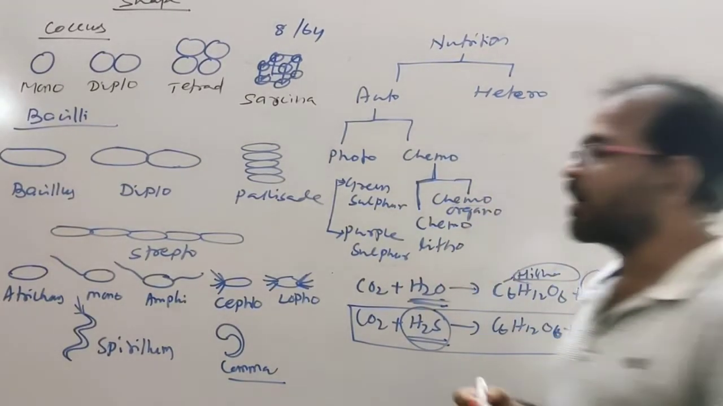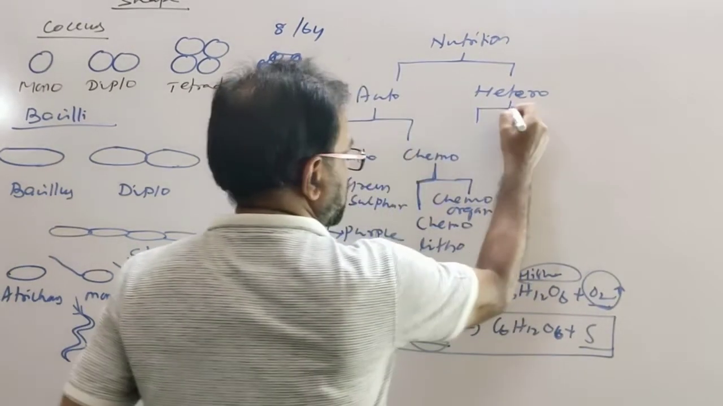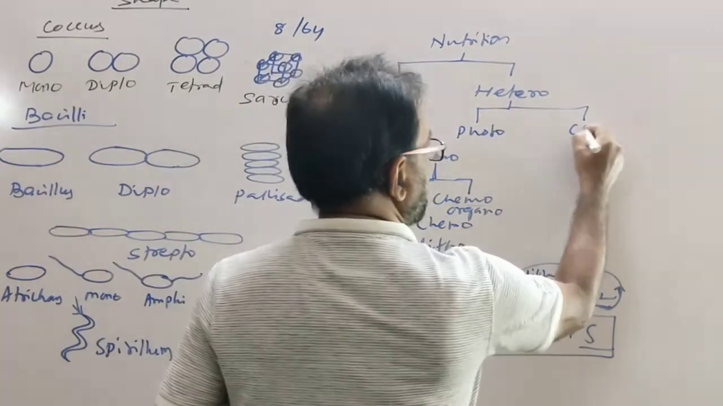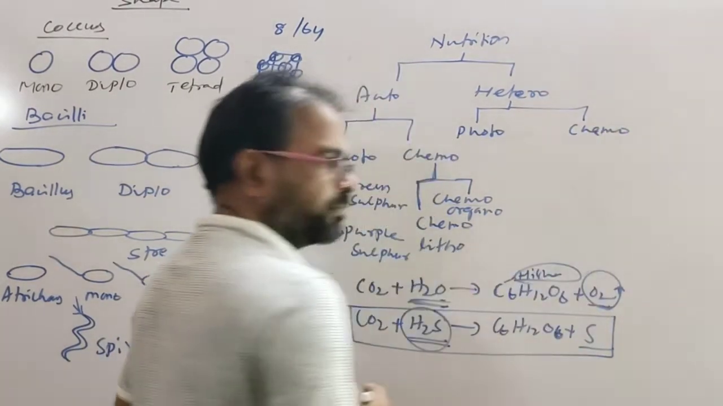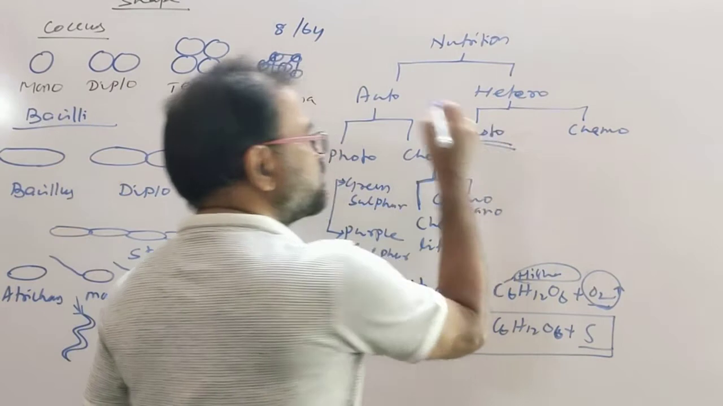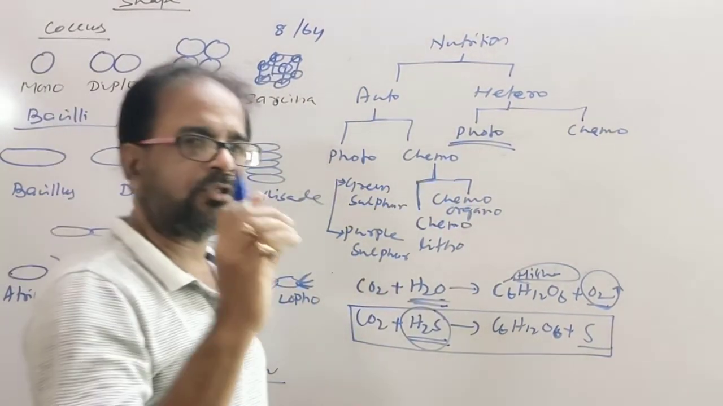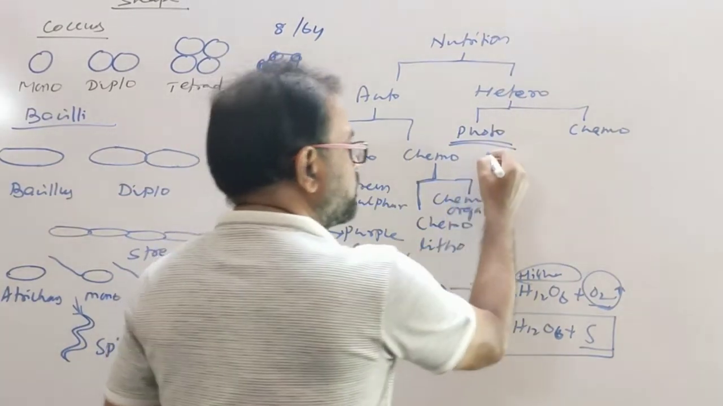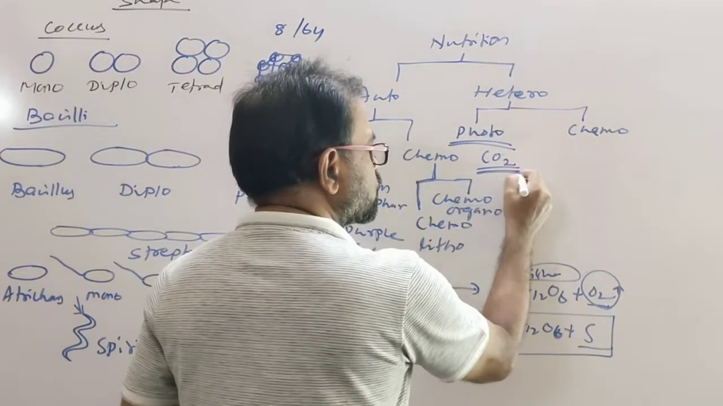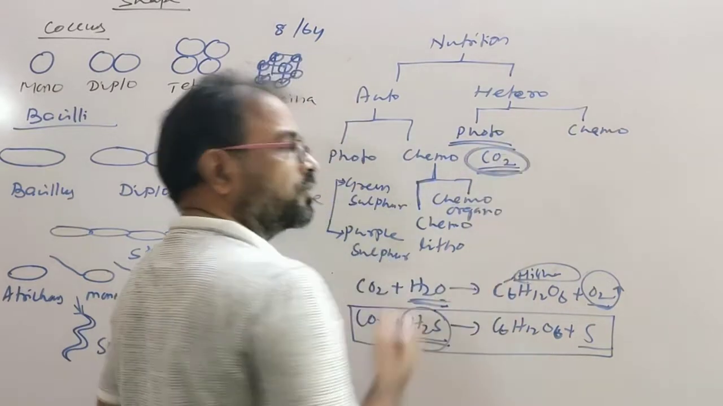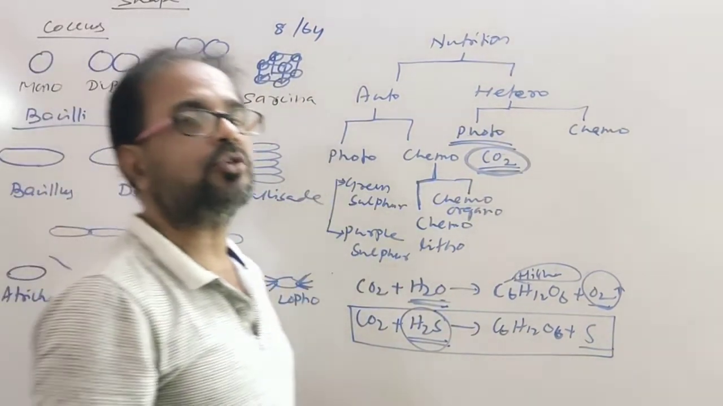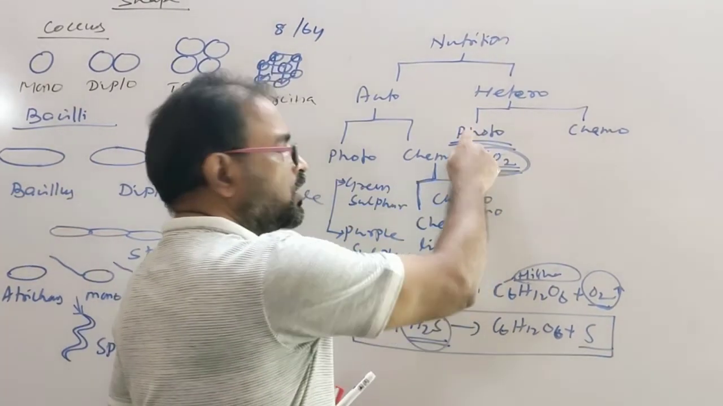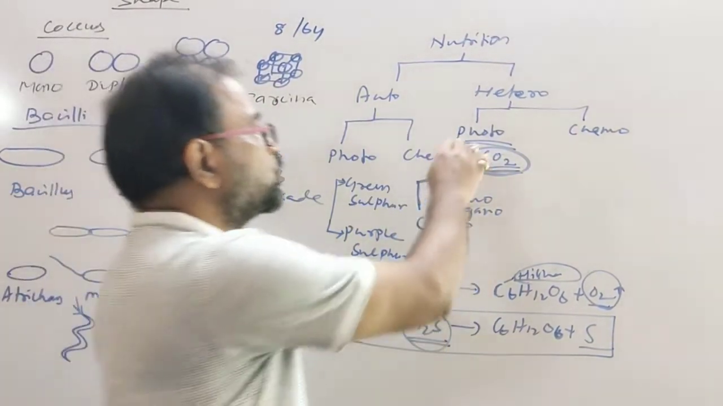Again, heterotrophic bacteria are of two types: photoheterotrophic and chemoheterotrophic. Photoheterotrophic bacteria possess bacterial chlorophyll and can trap solar radiation, but for the carbon source they depend upon others, so it is a heterotrophic mode of nutrition. Depends upon others for carbon source, so it is a heterotrophic mode of nutrition called photoheterotrophic.